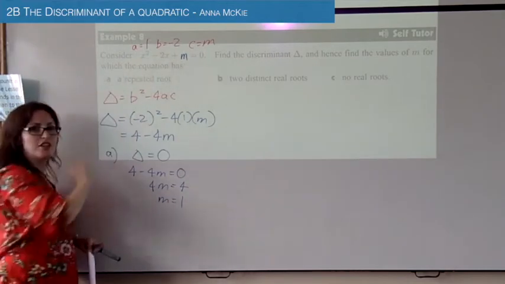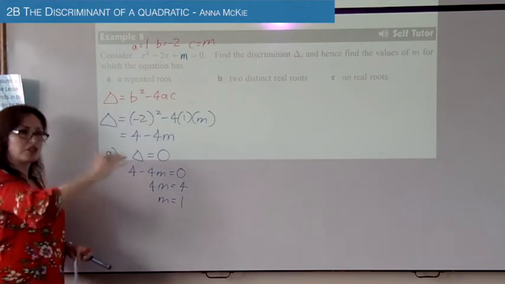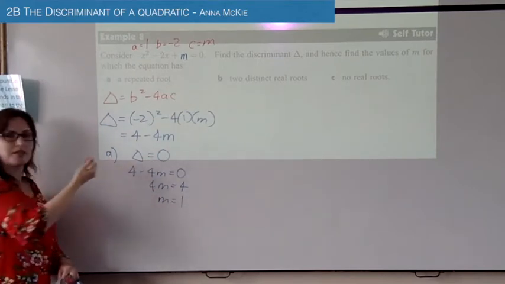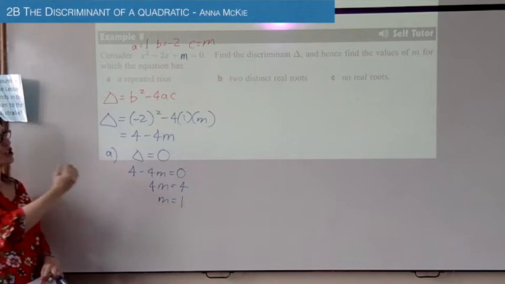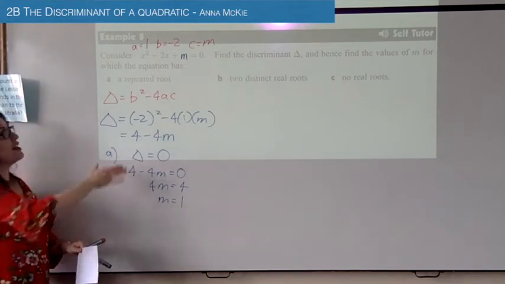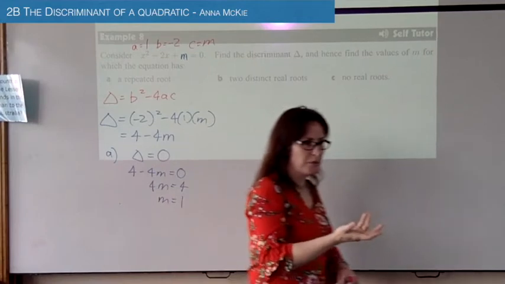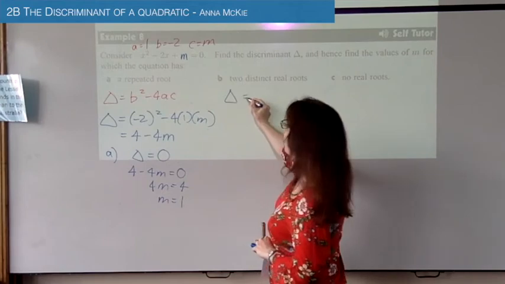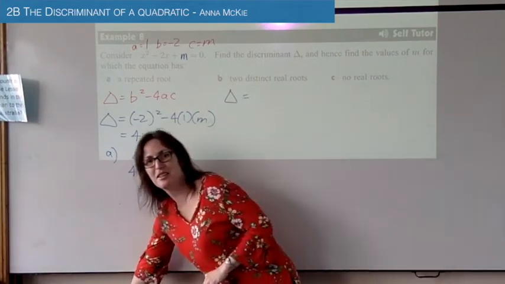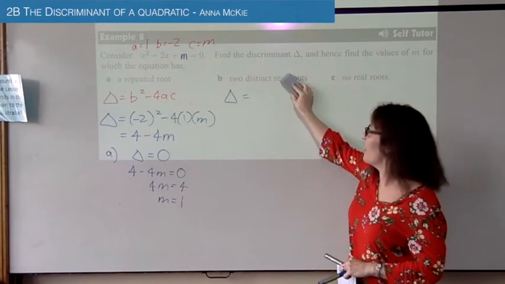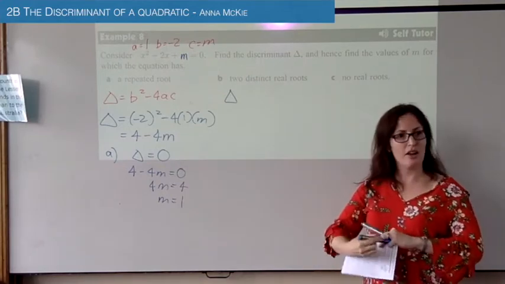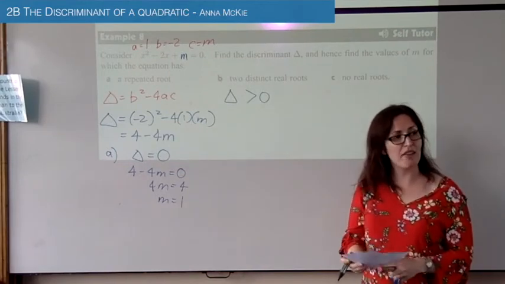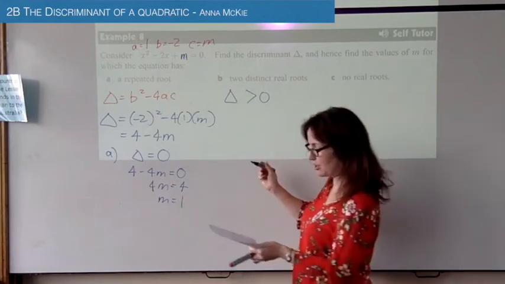So if your m was 1, that means the discriminant, the delta, the whole thing would come out to be equal to 0. You could check that by substituting in if you wanted, and therefore we would have repeated roots, and it would touch the graph. Two distinct real roots. Oh, hang on. What does the discriminant have to be for that? Positive, that's right. And positive is greater than 0.